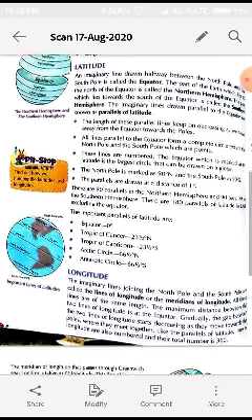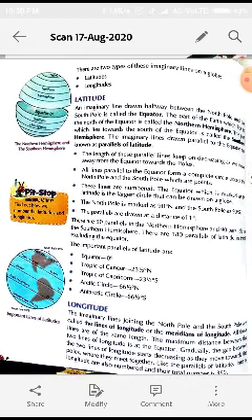Second point, all lines parallel to the equator form a complete circle except the North Pole and the South Pole, which are points. You can see the other lines are making circles, only the poles are not making circles.